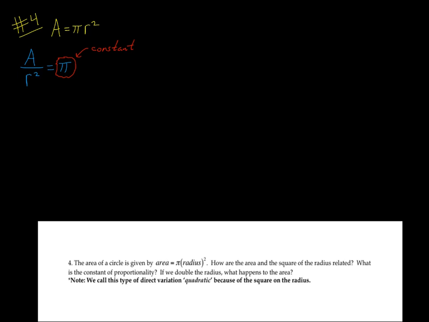What we really care about here is that this number over here is a constant. And what this is really saying then is that A and r squared, these two things now, have a constant ratio. And so because of that, that means that A and r squared vary directly.